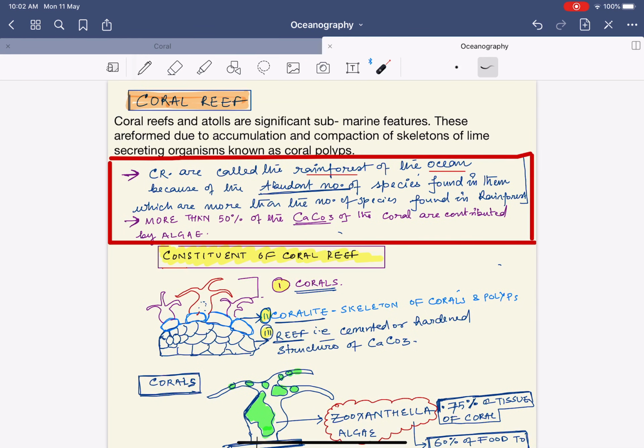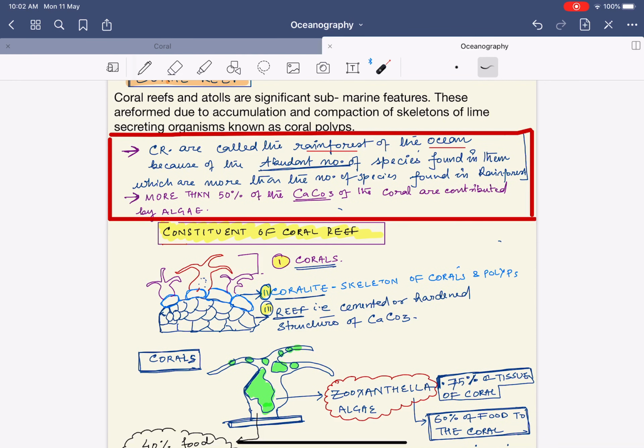See, first of all, understand what is a coral reef. Now, coral reefs, be it the atolls, are significant submarine features. Simply, you can write they are just submarine features, which are formed due to the accumulation and compaction of the skeletons of the lime secreting organism known as the coral polyps. Now, this is for your prelims point of view, or this is basically your facts.